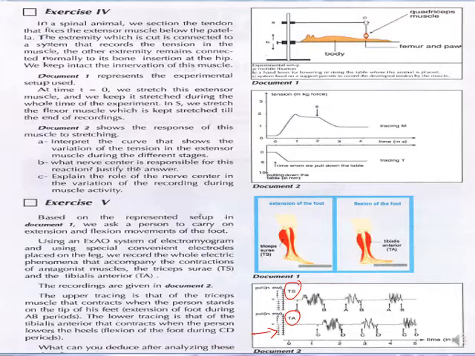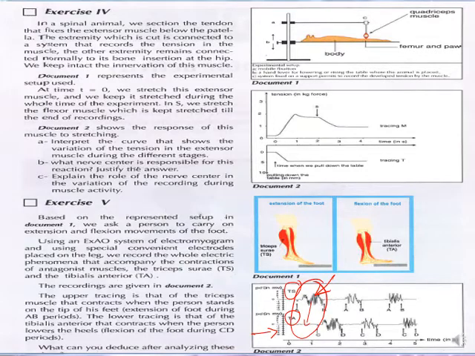So what can you deduce after analyzing these curves? Tracing AB shows the recording of a response in TS, the triceps surae, and not in TA, the tibialis anterior. This shows that the triceps surae is contracted while TA during this period is relaxed. There is no response in the tibialis. So we have the extension of the foot. During the AB period, this is extension of the foot.